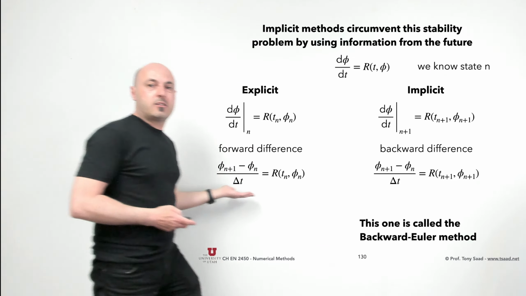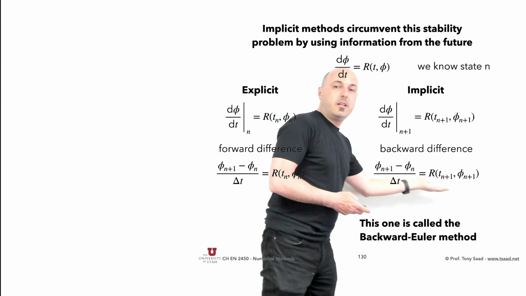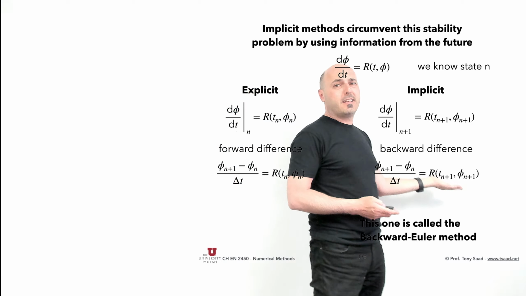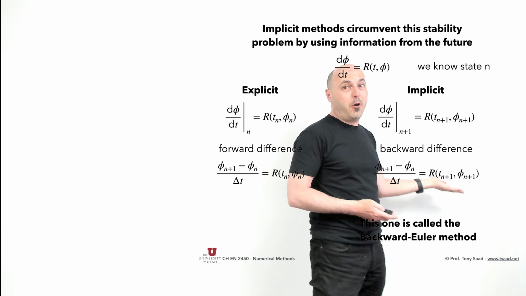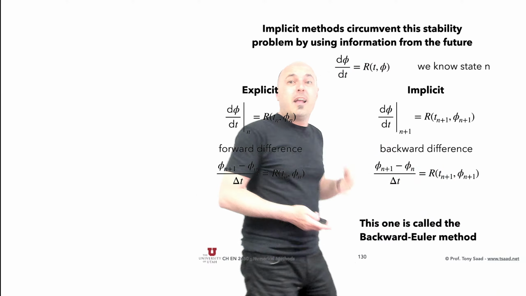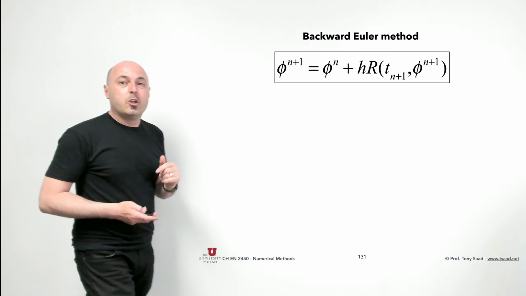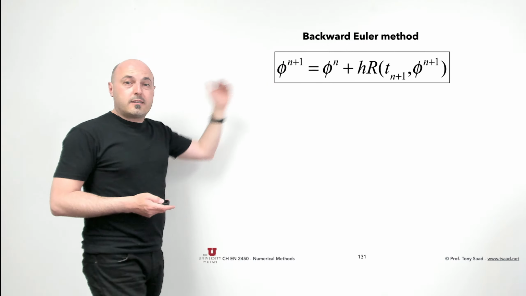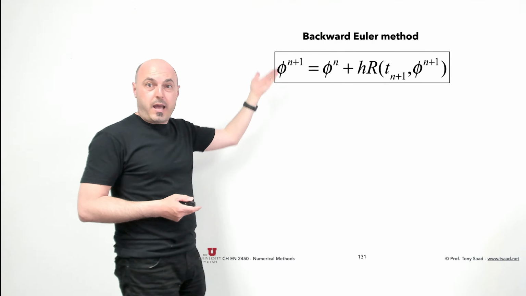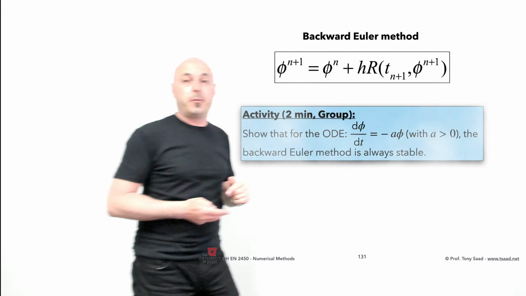Look at the similarities. The left-hand sides are similar, but the right-hand sides are not. This one is using information that is known. This one is using information that is unknown. We don't know what r at n plus 1 at phi n plus 1 is, because we don't know what phi n plus 1 is. And that's why it's called implicit, because you have phi n plus 1 on both sides. Okay? Now, to write it similar to the forward Euler method, you get phi n plus 1 for the backward Euler is equal to phi n plus delta t times the right-hand side at phi n plus 1.